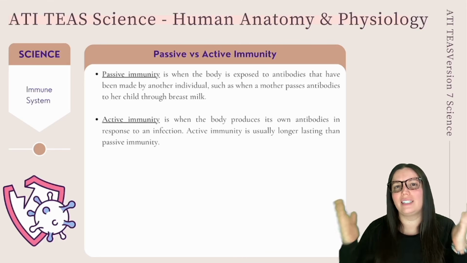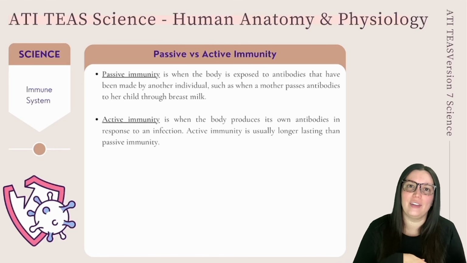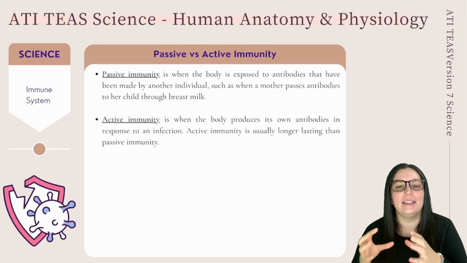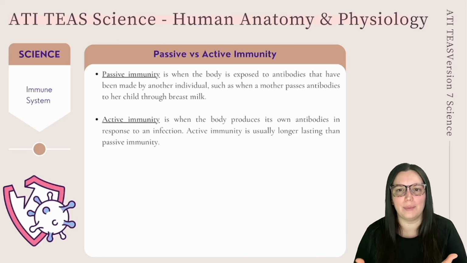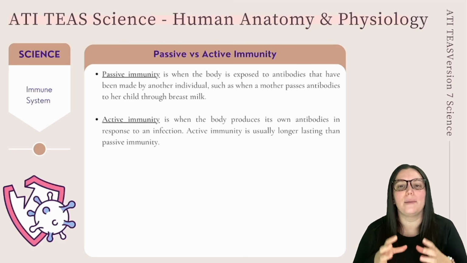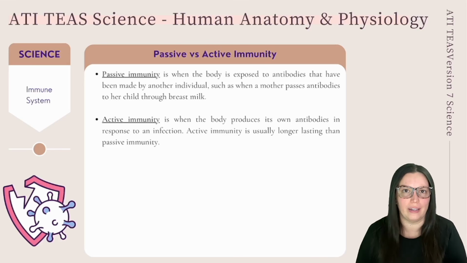So we have two different types of immunities. We have passive as well as active immunities. So with passive immunity, this is when the body is exposed to antibodies that have been made by another individual, such as a mother passing antibodies from her breast milk to her child.